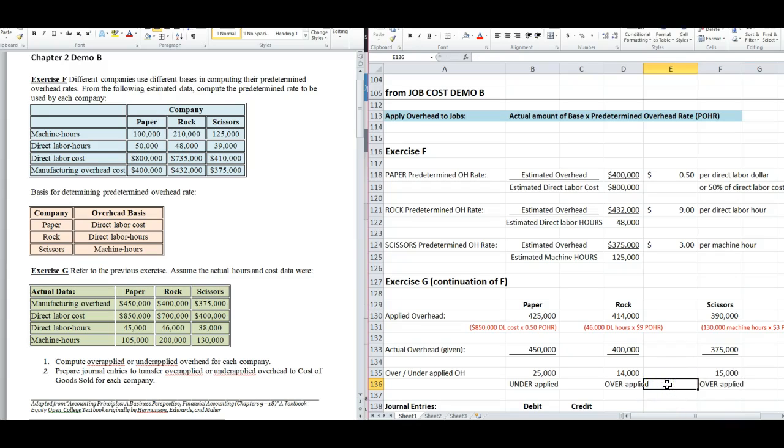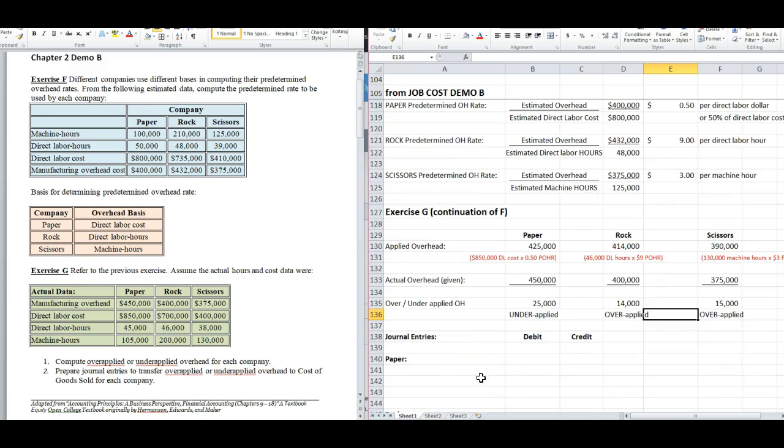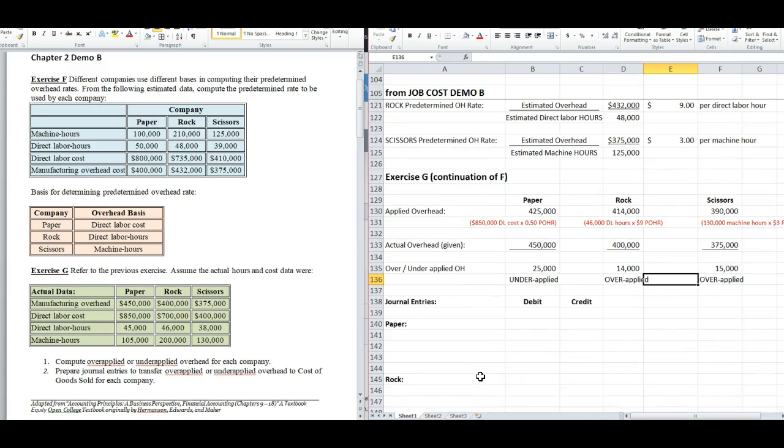Okay, now we have identified over and under applied. The question is, what do we do with them? The goal is for the overhead account to be 0 at the end of the period. No over and no under applied. So we want actual and applied to equal. The way that we're going to do that is with journal entries. We're going to use cost of goods sold as our offset. So the accounts we're going to use are cost of goods sold and our overhead account. We're going to increase or decrease as necessary.